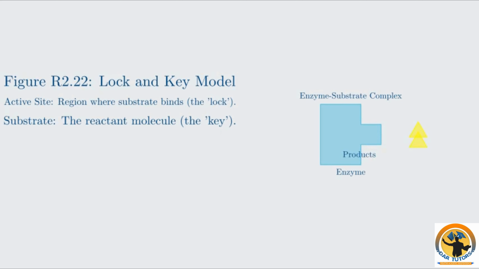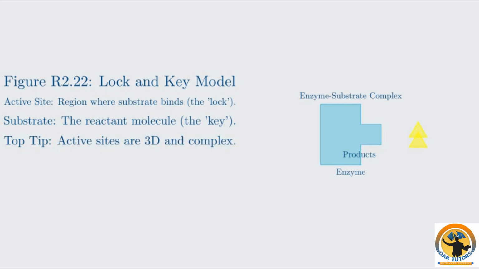Inside this complex, the enzyme facilitates the chemical change. Once the products are formed, they are no longer a perfect fit for the active site, so they are released, leaving the enzyme ready to bind to another substrate molecule. It's a top tip to remember that the active site is actually a complex three-dimensional space, more intricate than simple diagrams might suggest.